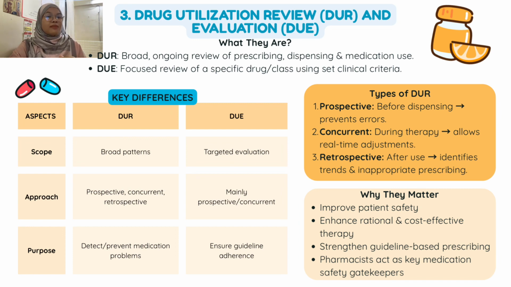DUR has three main types: prospective, which is review before dispensing; concurrent, which is review during therapy; and retrospective, which is review after use. Ultimately, both DUR and DUE are essential because they improve patient safety, promote rational medicines use, and support cost-effective therapy. Pharmacists play a central role in this process as the key gatekeepers of medication safety.